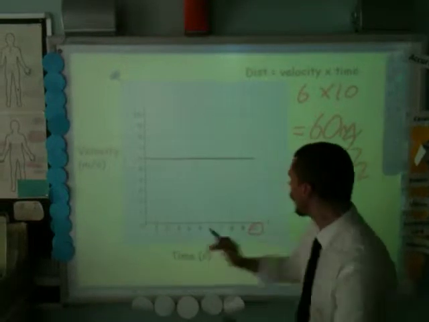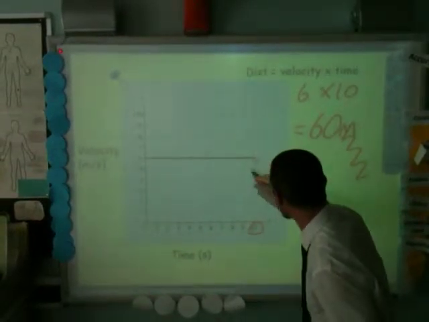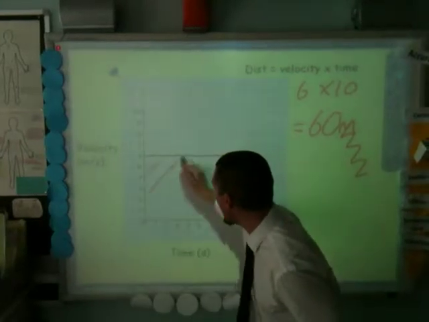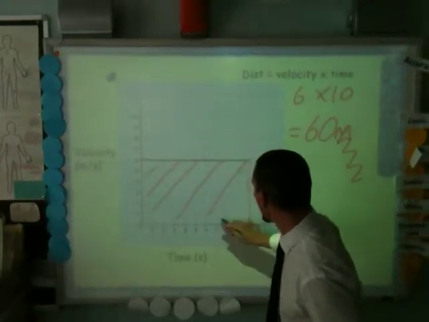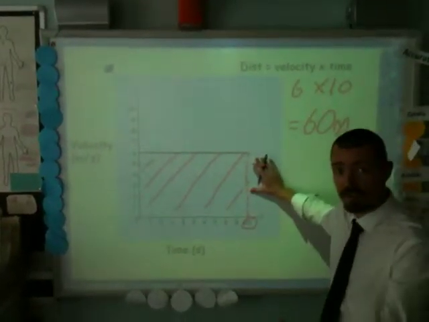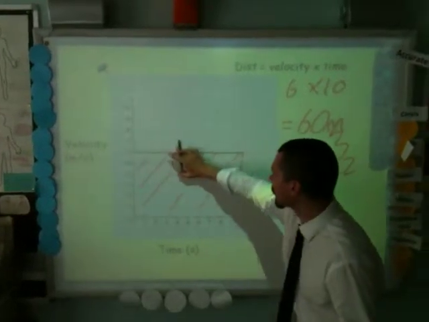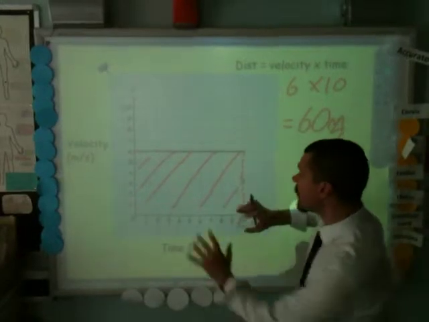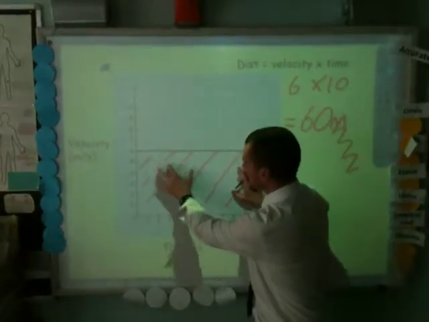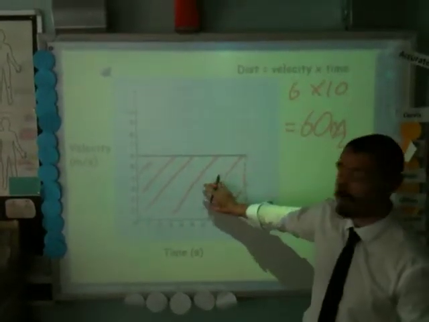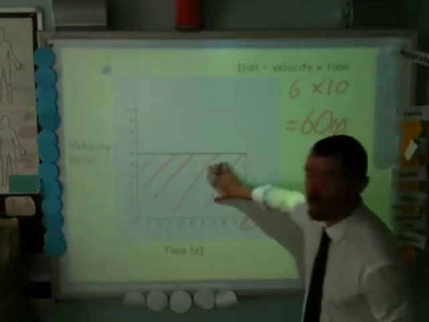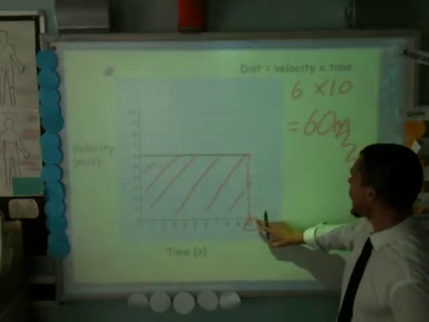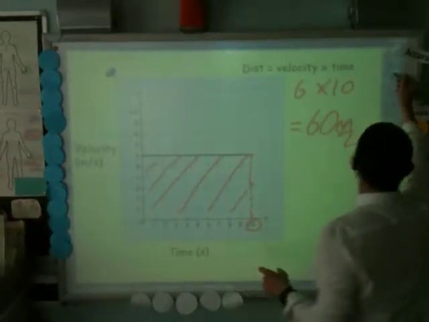But that's not all, because if you look carefully at this graph, you'll see that what we've actually done is we have calculated the area of that rectangle, the rectangle made by the graph and the line that represents the object. So what we would say in physics is that the area under the line in a velocity time graph represents the distance that an object has travelled. 6 multiplied by 10. But it gets even better than that.